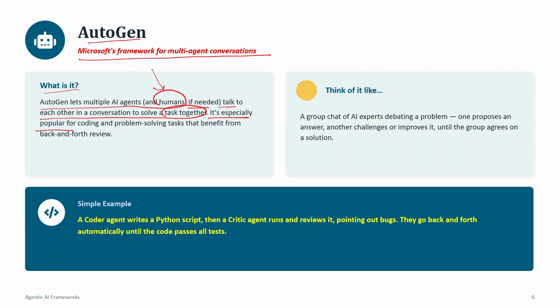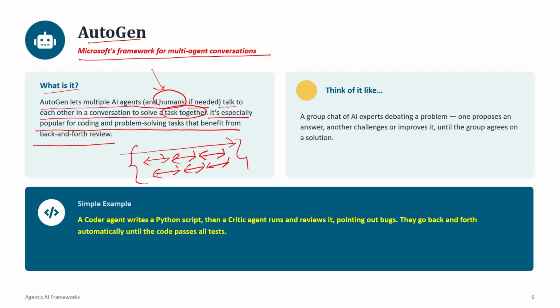It is especially popular for coding and problem solving tasks that benefit from back and forth review. That means you have a certain kind of task which is very complex and is not going to be solved in a single flow. There would be a lot of back and forth between the outputs and the inputs when it is executing, right? So in that case, you can use this AutoGen multi-agent system. You can think of it like a group chat of AI experts debating a problem.